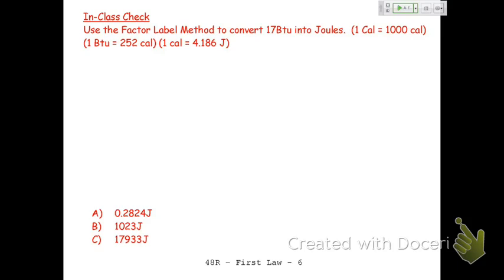Use the factor label method to convert. So we're going to do this. Do you remember this? 17 BTU. But I don't want BTU. I want joules. So I have to look at my conversions. I have BTU, so I'm going to go from BTU to little calories, and then from little calories to joules. I don't need to worry about this big calorie stuff. On the test, would you also be giving us these conversions? Yes, I would.